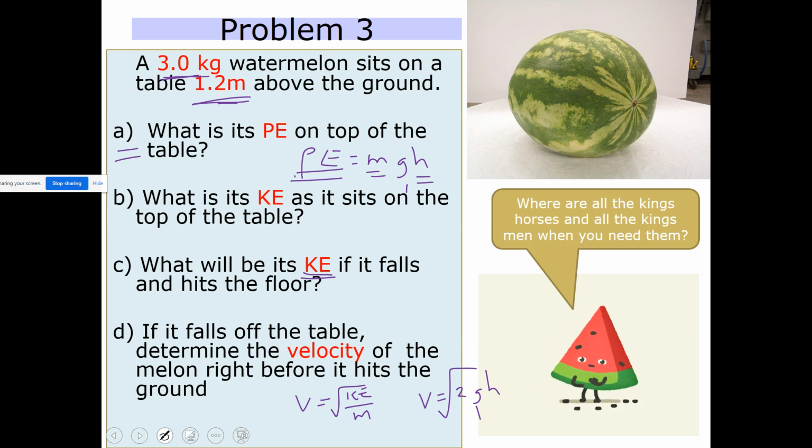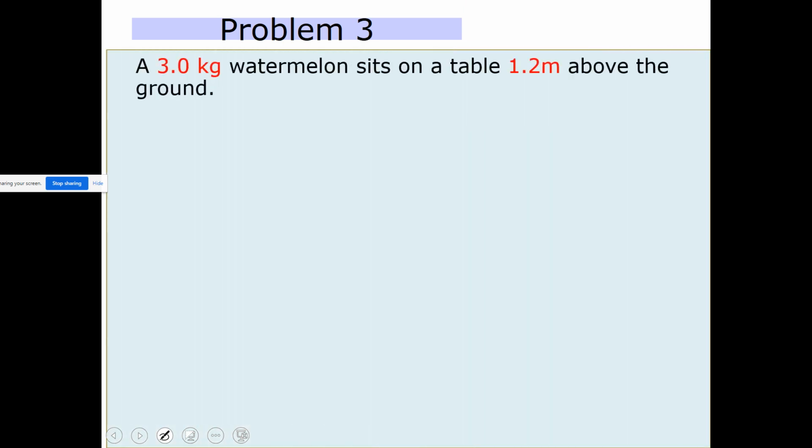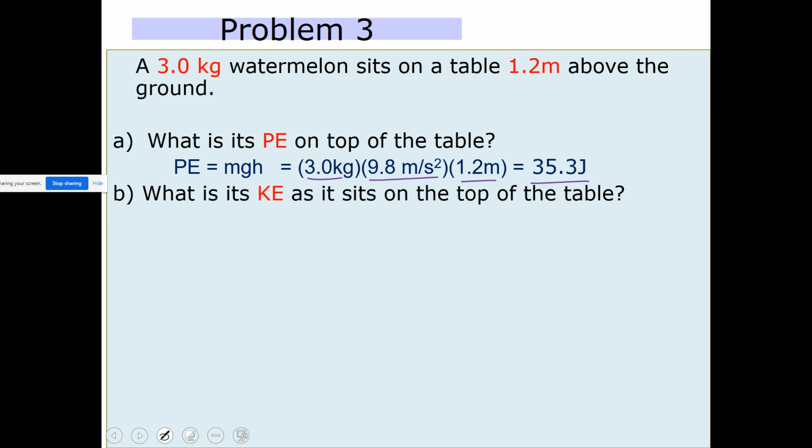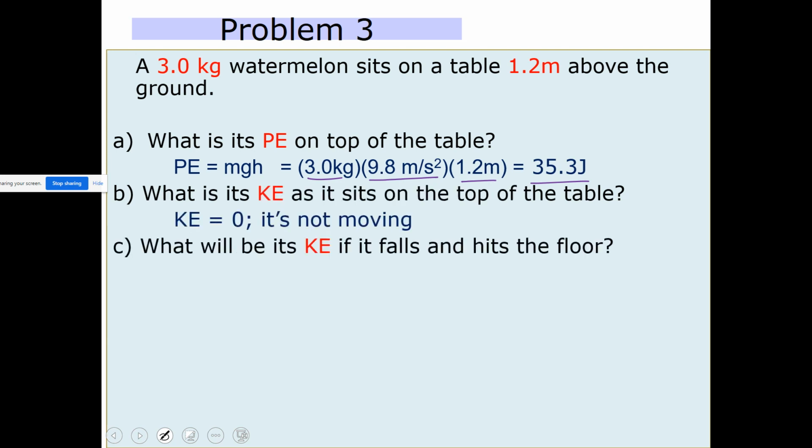Let's take a look at the answers. We'll plug in those numbers. Here is my mass, here is my g, here is my h: 35.3 joules. KE at the top is 0, it's not moving. What will be its KE as it falls and hits the floor? Well, we're going to bring that number down, because all of that potential energy changes into kinetic energy.